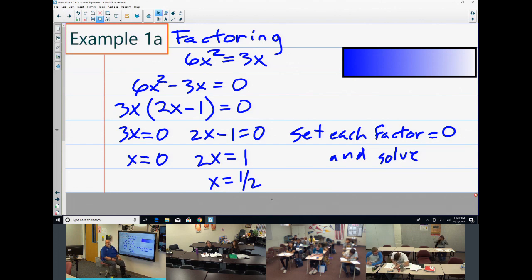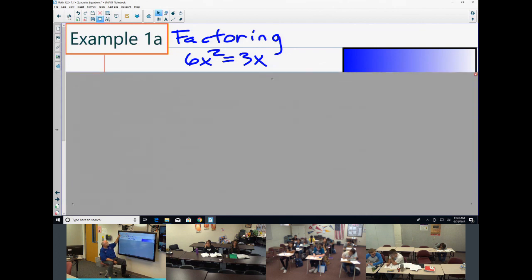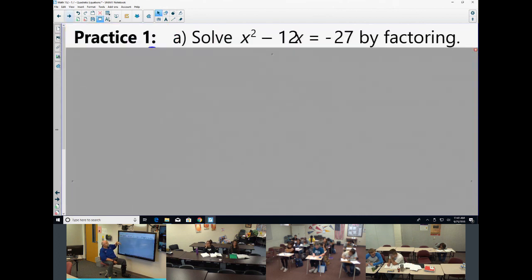So normally, for a quadratic equation, you get 2 solutions. Whatever the degree of your equation, whatever your highest exponent, that's how many solutions you could have. Could have up to that many. All right? All right, so try that one, please.